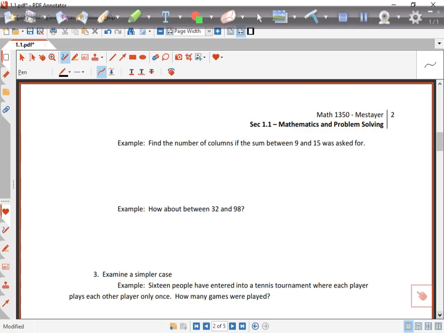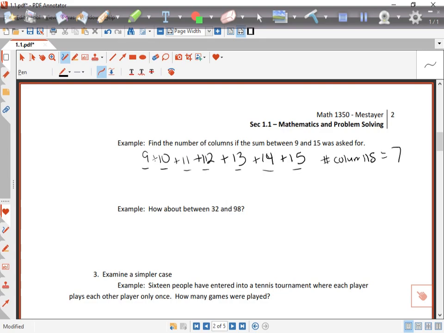Okay, so there's a couple of ways to do this. One, we could write it out. It would be 9 plus 10 plus 11 plus 12 plus 13 plus 14 plus 15. And we could just figure out how many of these there are. And if you count them up, the number of columns will be 7.